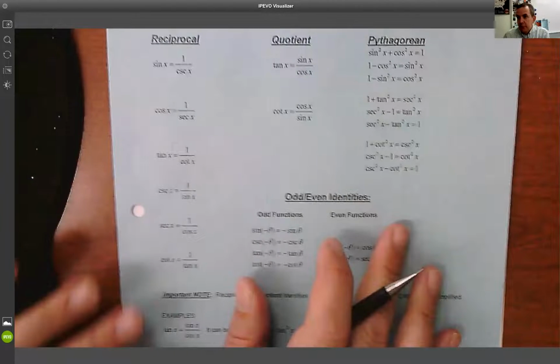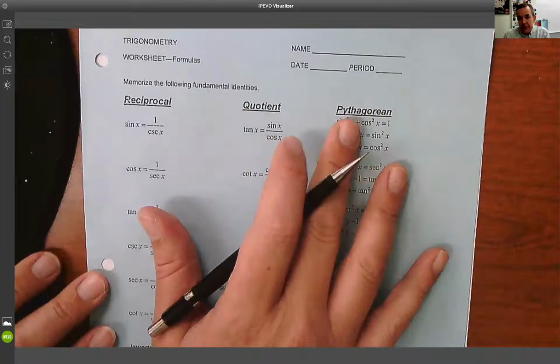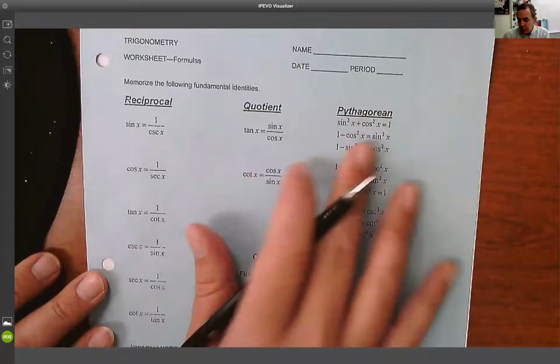Okay, folks, we're going to go ahead and do day 2 of identities. So I'm going to go over again the identities. We're going to add a couple of them today, and mostly it's practice. So again, everyone should have this card stock. Please keep it. It's going to be important to use as we move forward.